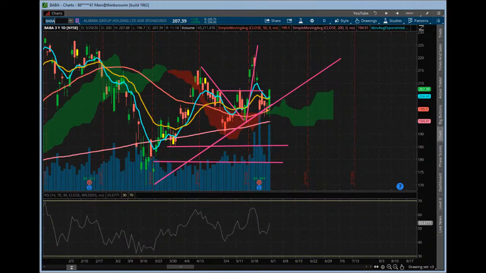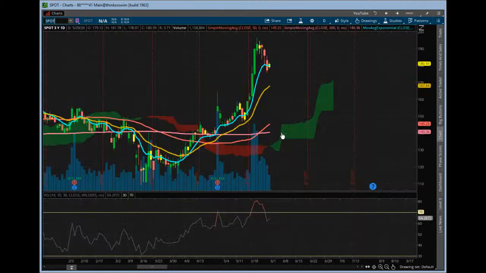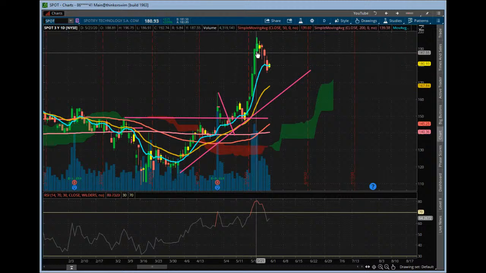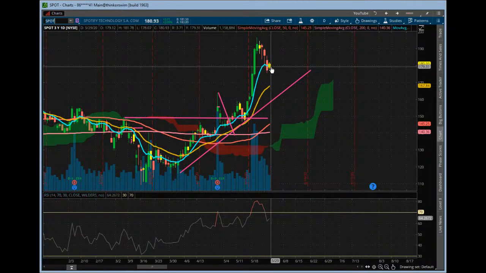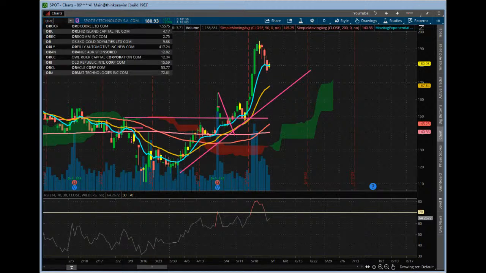It's got some gaps above on that. Spotify after the Joe Rogan deal, big volume coming in. It's basically just holding one of these key breakout levels right now. Tight inside day on Friday, right at the 8 MA. So see if that could break out one way or the other. And then Oracle.